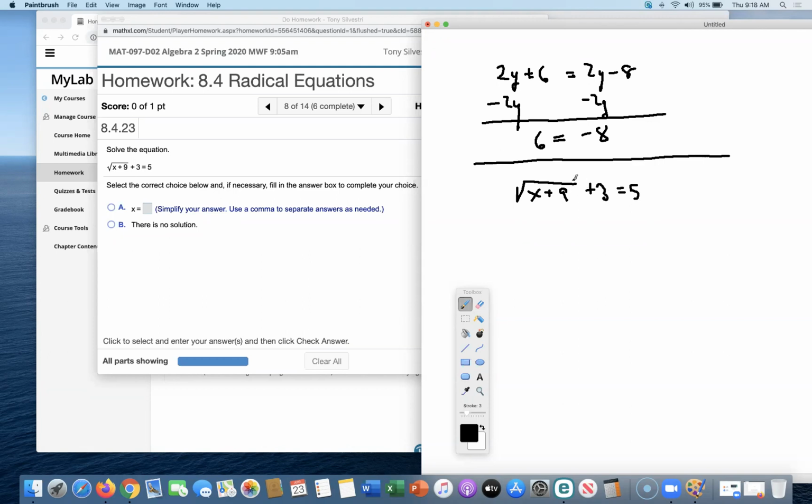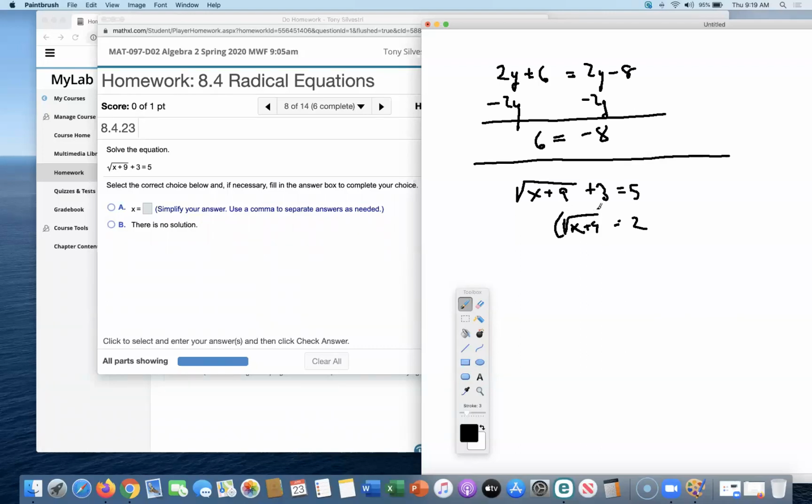You got it right, because in order to do anything with this square root, which you ultimately want to get rid of, you have to isolate it. There can't be any operations near it. So subtract 3 from both sides. Very good. X plus 9 underneath that square root equals 2.